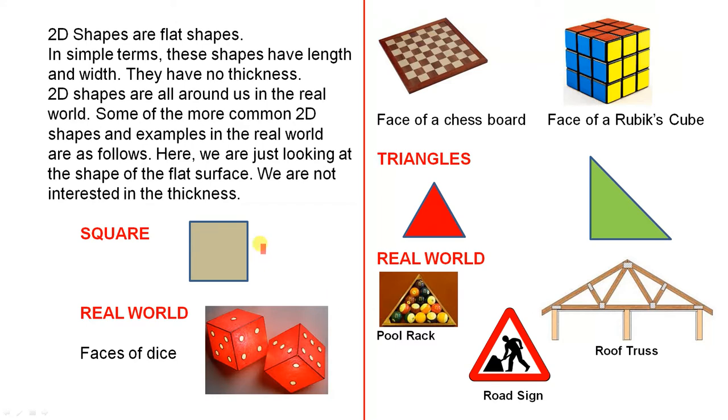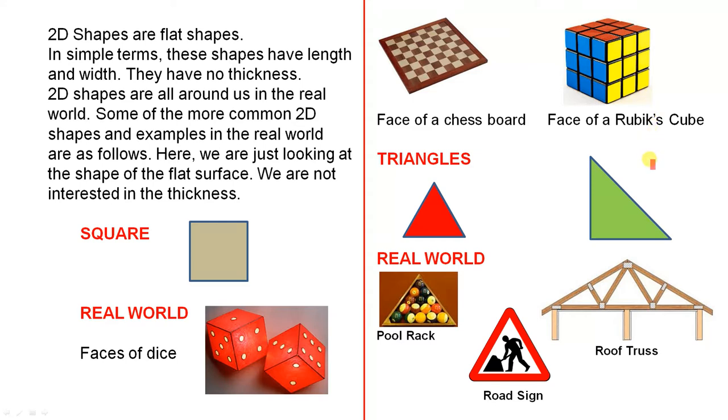So one of the most common 2D shapes in the world is the square. So in the real world, here we have two dice. Now if you take one of the faces, say any face, that's a flat surface, that's an example of a square. The chessboard, so if you look at just the flat surface there, that's in the shape of a square, and also the face of a Rubik's Cube.